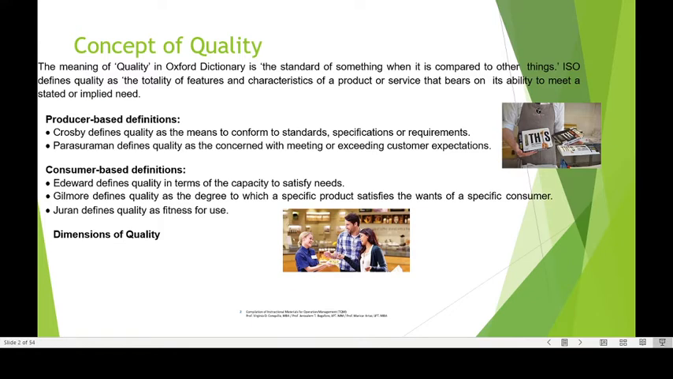Next, we have the consumer-based definition. Edward Deming, Gilmore, and Juran. These are the three contributors in TQM for quality. They define quality as the capacity to satisfy the needs and demands of their consumer. They also define quality as a thing that satisfies the wants of a specific consumer. And sabi naman ni Juran, quality is fitness for use.